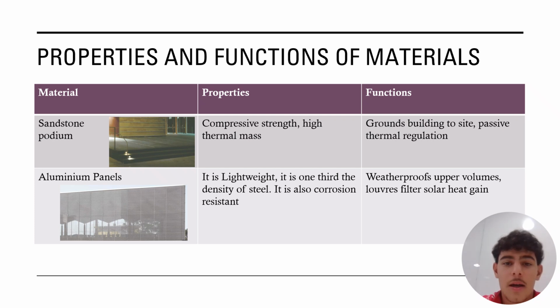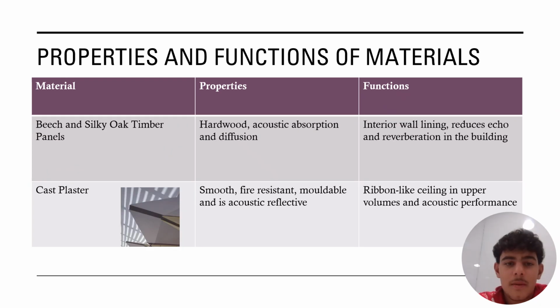Aluminium is lightweight and is 1/3 the density of steel. It is corrosion resistant and it weatherproofs the upper volumes and forms solar filtering louvres. Beech and silky oak panels are hardwood with acoustic absorption and diffusion properties. It is used for interior wall linings to reduce echo and reverberation. Cast plaster is smooth, fire-resistant, mouldable, and acoustically reflective. It forms the ribbon-like ceiling and contributes to acoustic performance.